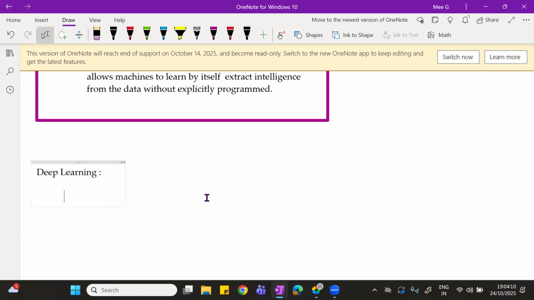Now, as I told you, whenever we are dealing with deep learning, all you have to do is remember the human brain, because the entire deep learning is designed based on the human brain, completely based on the human brain.